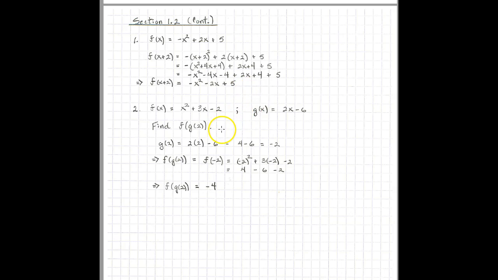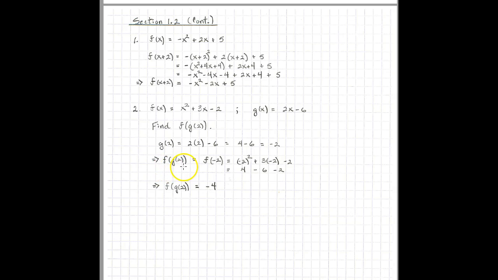In the second example, we had f of x equals x squared plus 3x minus 2, and g of x, another function, is 2x minus 6. So if I want to find f of g of 2, we always work from the inside out. This is called a composition of functions. So first of all, we'll find g of 2. G of 2 means you take 2 and you plug it in for x into the function g of x. So g of 2 is 2 times 2 minus 6, or minus 2.